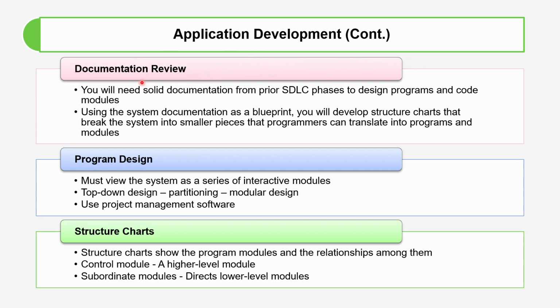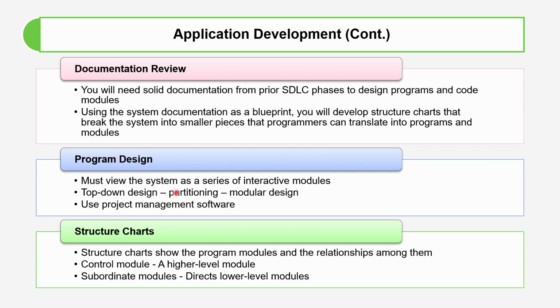For this step you will need solid documentation from prior SDLC phases to design programs and code modules. By using the system documentation as a blueprint, you will develop structure charts that break the system into smaller pieces that programmers can translate into programs and modules.